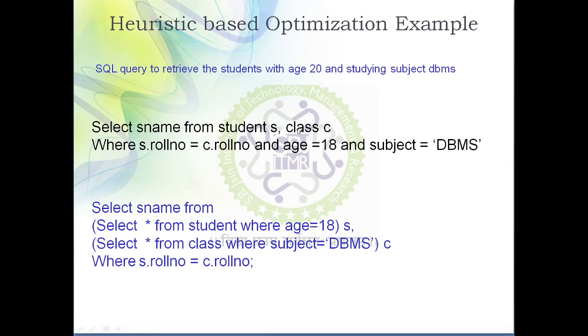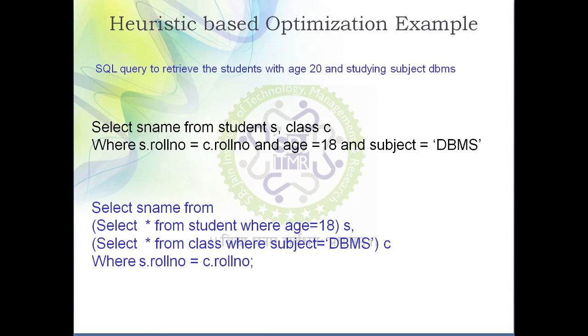So how to write the query? This is the first way of writing the query. Select S.name from student S, class C. Here you can see we are going to perform an equi-join. We already discussed different types of joins. Here we perform an equi-join because we are checking the equality condition where S.roll_number equals C.roll_number, because in the student table, roll number is the primary key, whereas in the class table, class ID is the primary key.